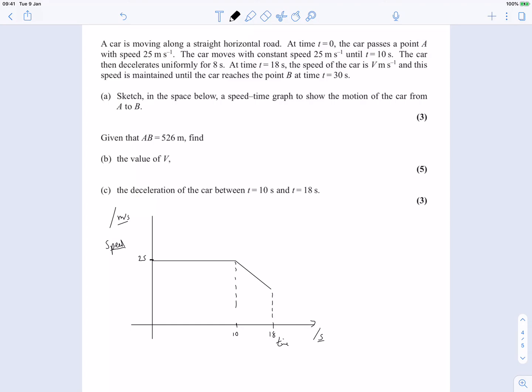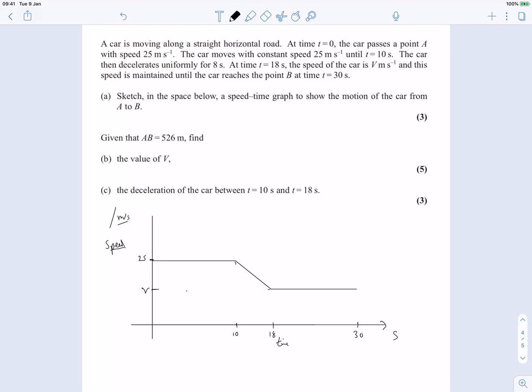The speed of the car is v. So then that point there, that's going to have a height there, v. And this is maintained until the car reaches the point B at time t equals 30. So 30 is going to be over here, that's in seconds. And this is carried on until we reach 30, like that. Okay, my speed-time graph seems fairly legit. It's going to look like that.